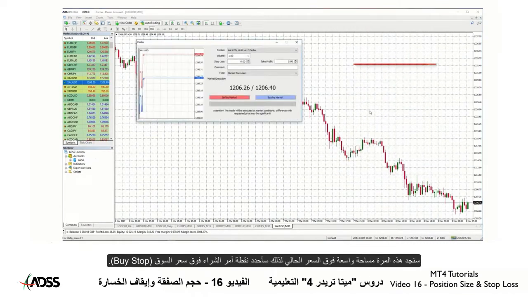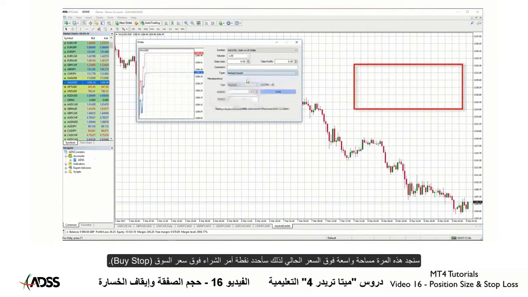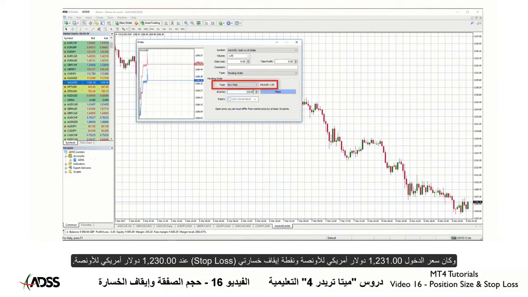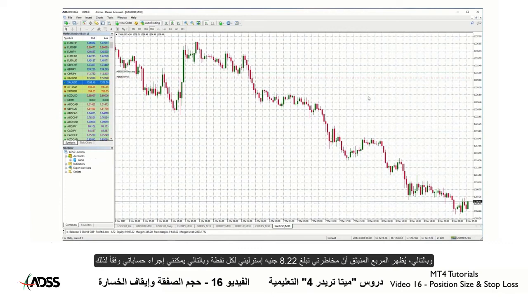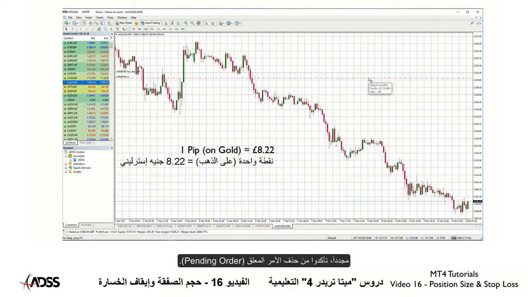This time there is plenty of space above my current price, so I will set up a buy stop. My entry price is $1,231 per ounce, and my stop loss is $1,230 per ounce. So, my pop-up box shows me that my risk per pip is £8.22. So I can make my calculations accordingly. Again, be sure to delete the pending order.